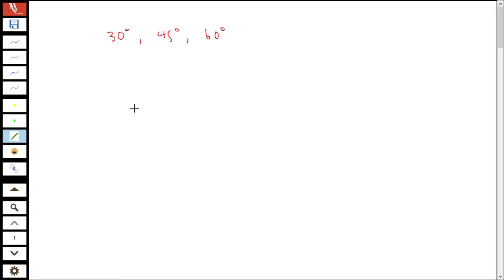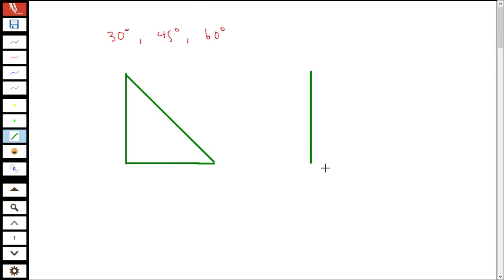These two triangles all have a 90-degree angle. So I'm going to start by drawing two triangles with 90 degrees. That's my triangle number one, and I'm going to have my triangle number two. They're all going to have 90-degree angles. This one's going to be 45 degrees, 45 degrees. And the side lengths for these are going to be 1, 1, root 2.